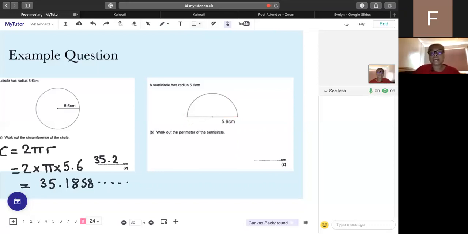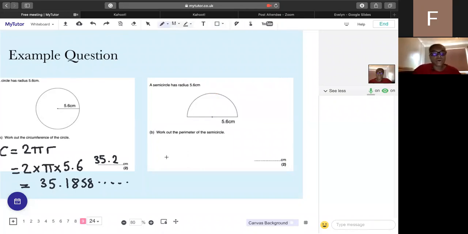So we can work out the arc length first. We can work out this part, because this is just a semicircle for this circle here. They have exactly the same radius, 5.6 centimeters. So this is just half of this one over here. So all we're going to do is halve the circumference of the circle that we just worked out to work out what this length is going to be here. So let's do that quickly.